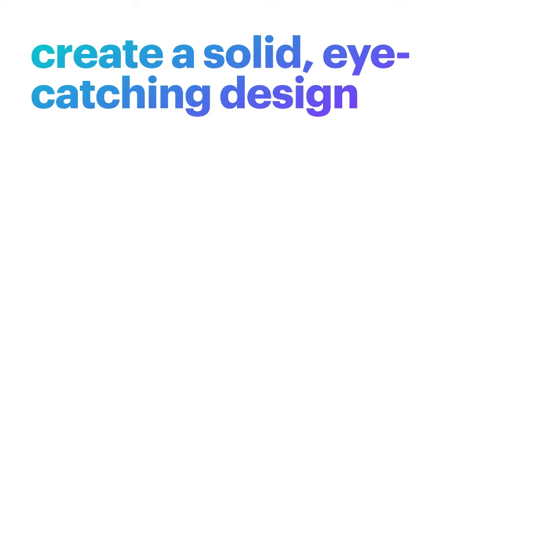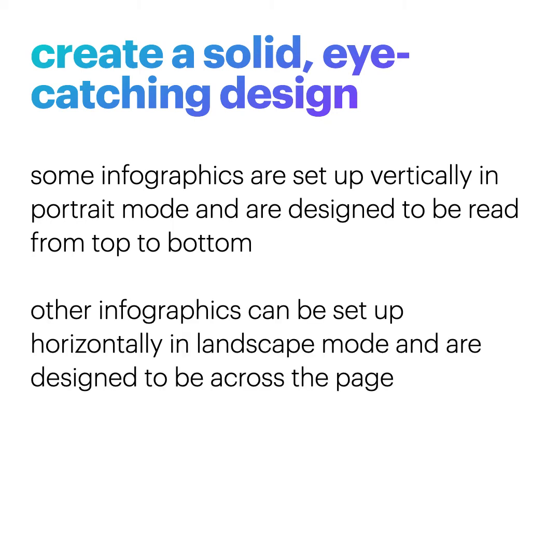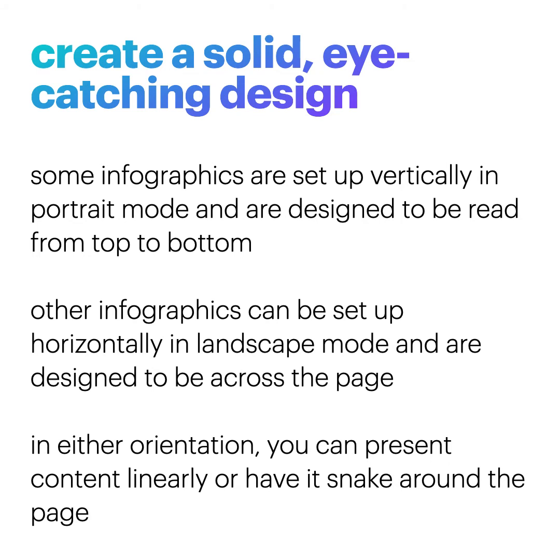Now, some infographics are set up vertically, more in a portrait mode, and are designed to be read top to bottom. Other infographics are set up horizontally in more of a landscape mode, designed to be read across the page. You can also have some that are a square shape and aren't either vertical or horizontal, but regardless of the orientation, the way that you can present the content can either be quite linear or you can have it sort of snake and move around the page.